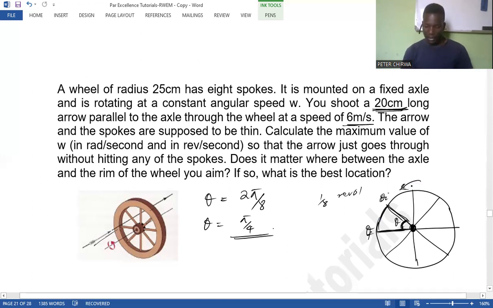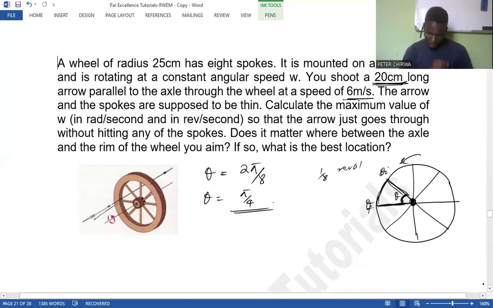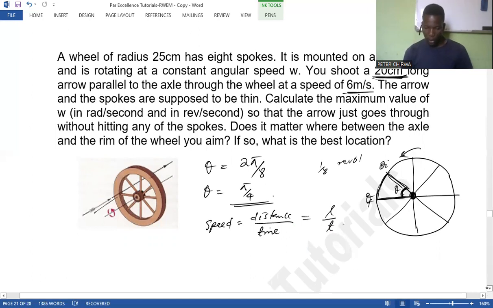All right. So now, what is the time? How do we get the time? We know that speed is actually distance over time. This distance is the length of the arrow over time. So what we're going to have is that time is equal to length over speed. So the time is going to be the length, which is 20 centimeter. Now this 20 centimeter, I think we can convert it.